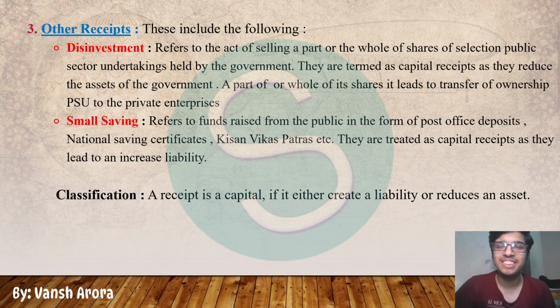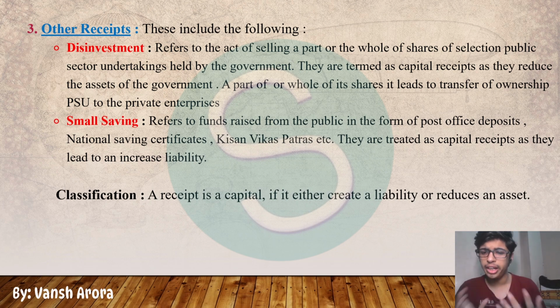So disinvestment is basically a concept in which the government sells a part of its holding to the private, not to the public, to the private. ठीक है कि गवर्नमेंट अपना पीएसयू, अपना एक एंटरप्राइज प्राइवेट सेक्टर को बेच दिया, that is disinvestment. And why is it considered as a capital receipt? Because बेच दिया भाई, एसेट कम हो गया गवर्नमेंट का, reduction in asset is equal to capital receipt here.